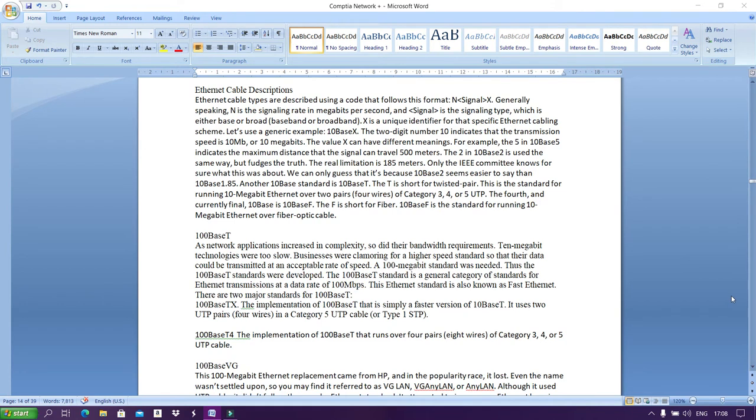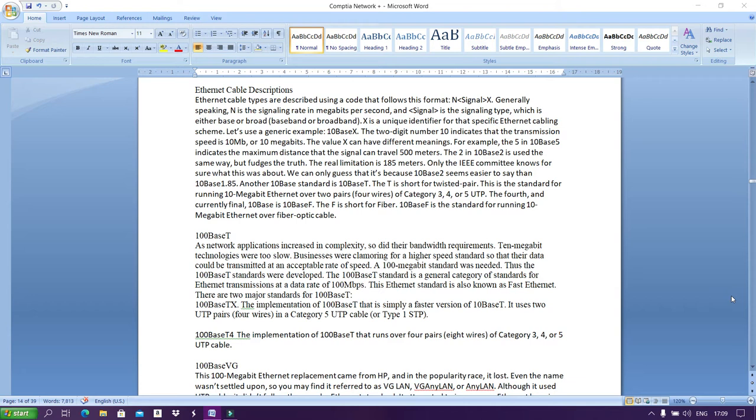Ethernet cable descriptions. Ethernet cable types are described using a code that follows this format: N signal X. Generally speaking, N is the signaling rate in megabits per second, and signal is the signaling type, which is either base or broad, baseband or broadband. X is a unique identifier for that specific Ethernet cabling scheme.